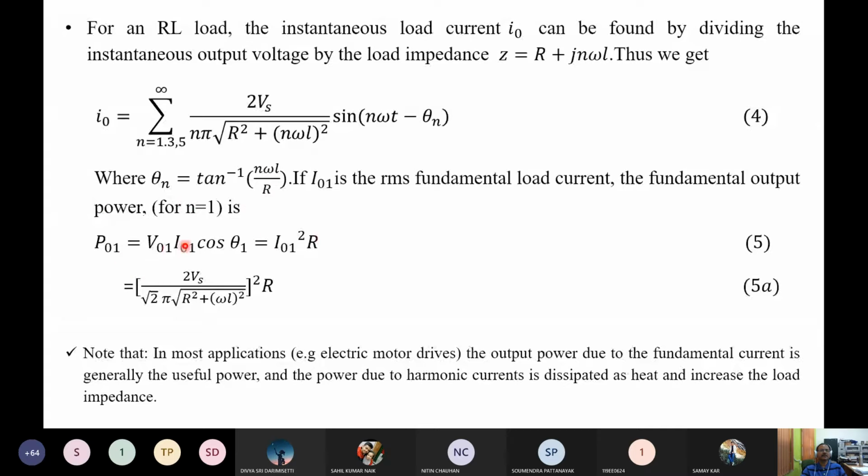So the fundamental power is P1 equals I naught cos theta 1. Theta 1 will be tan inverse omega L by R. Theta 3 will be tan inverse 3 omega L by R, like that.